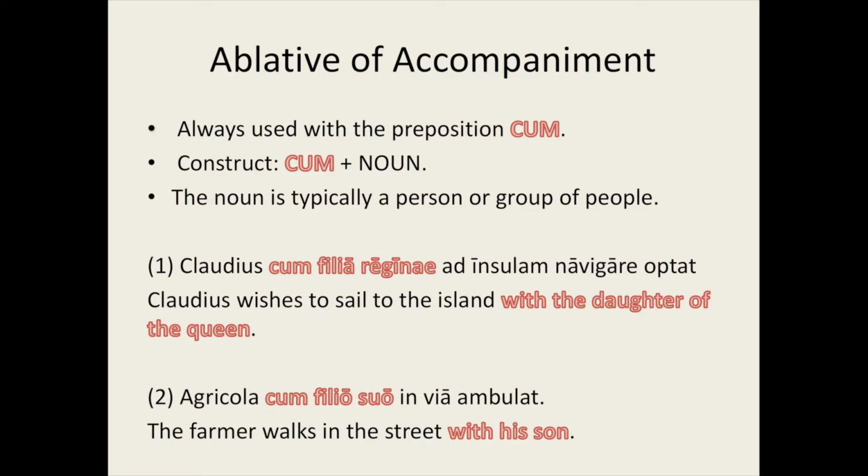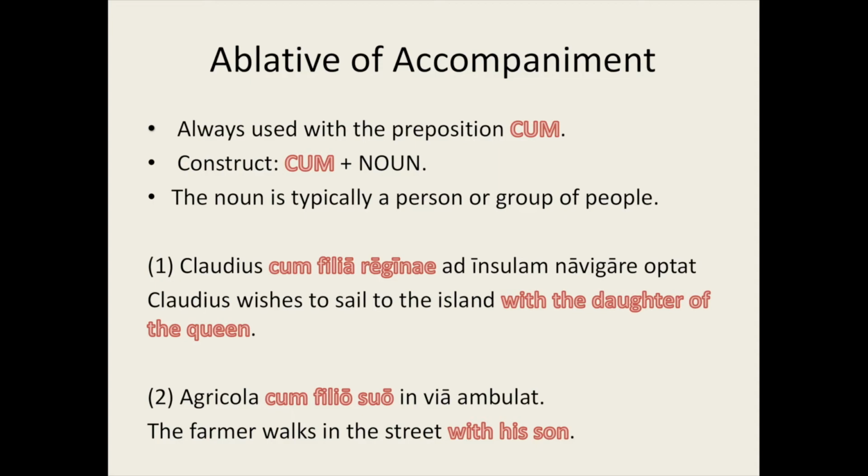We can also use the ablative to indicate accompaniment. We use the preposition cum, meaning with, plus the person or persons accompanying the subject in the action. For this use of the ablative, the noun which follows cum is always an animate object, meaning it's a living thing. For example, Claudius cum filia reginae ad insulam navigare optat. Claudius wishes to sail to the island with the daughter of the queen.